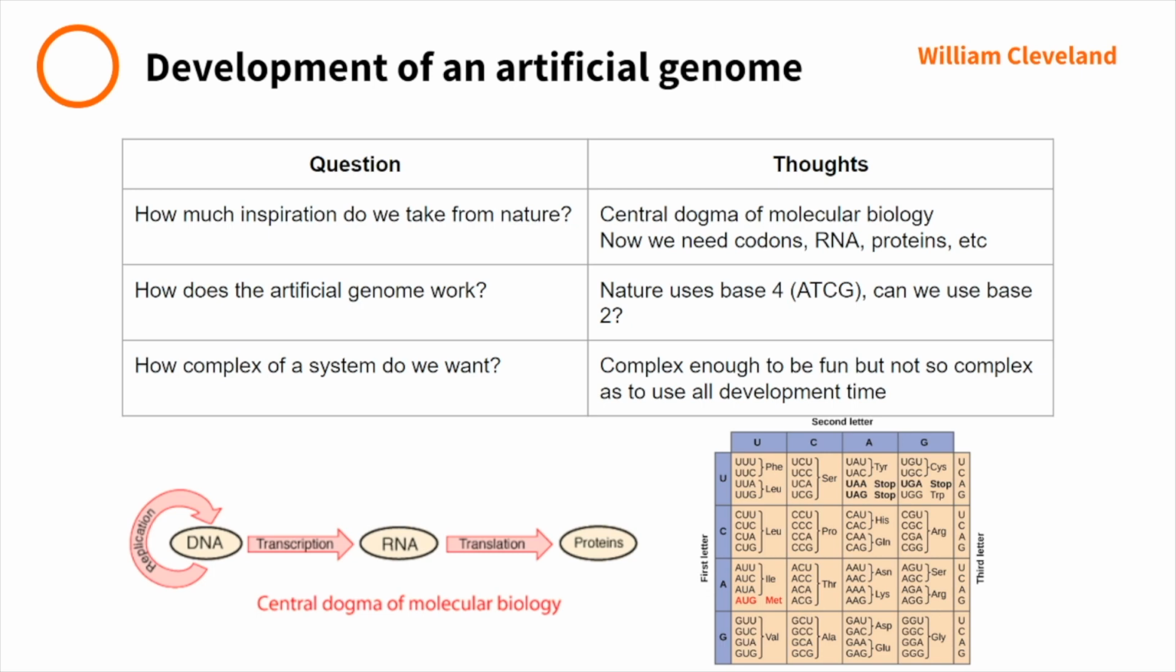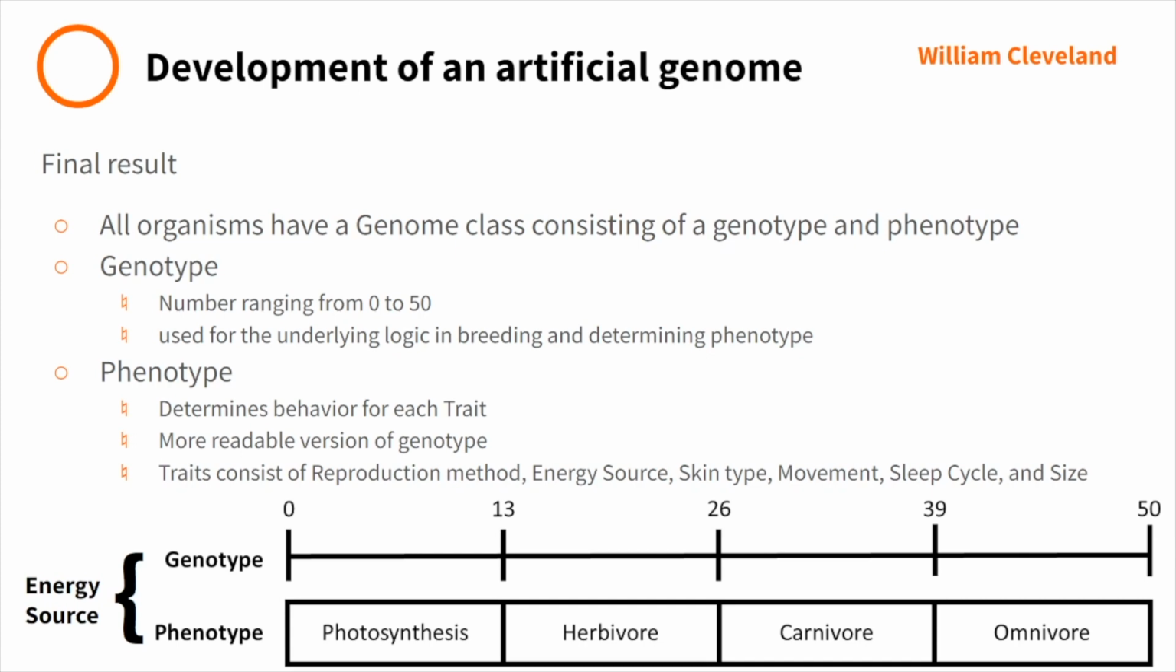And then that would feed into how complex a system we have. It should be something that's fun and that you can follow along with, but at the same time not so complex that it takes up all the development time. The start was with a binary system, and then that became really complex and required a lot of translations and work. So what I ultimately ended up on was that each organism has a genome class consisting of a genotype and a phenotype.